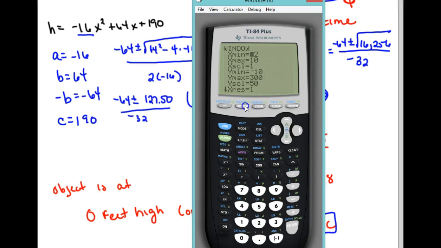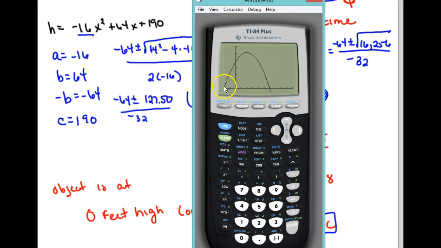I'm going to go a little more. Maybe I'm going to, I'm sorry, not the x min. No, the y min, that's what I wanted to change. Negative 20. Enter. Let's hit graph. All right, I'm able to see it.